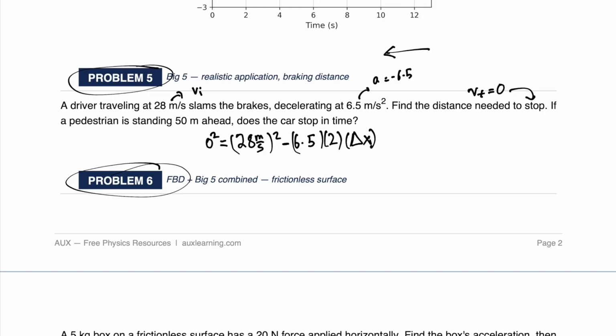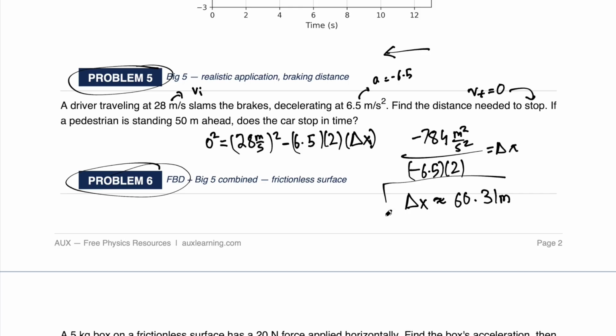You should get, on the left side of the equation, negative 784 meters squared per second squared. You have to divide that by negative 6.5 times 2, and then you get your delta x. So let me go ahead and do that. Okay, delta x is approximately 60.31 meters.